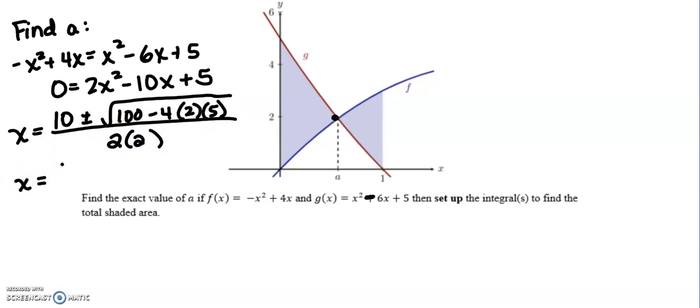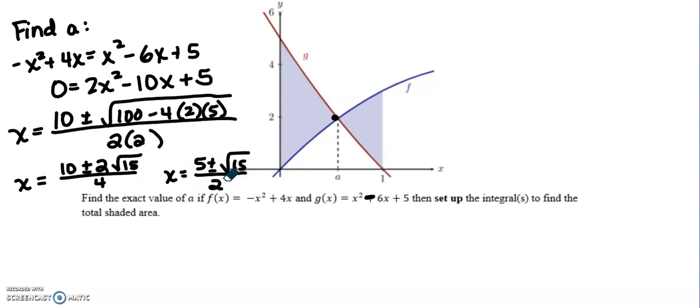Let me get x equals 10 plus or minus the square root of 4 times 2 is 8 times 5 is 40. 100 minus 40 is 60. Square root of 60 is going to be 2 root 15 all over 4. We can take out a 2 from each of those. x equals 5 plus or minus the square root of 15 over 2.